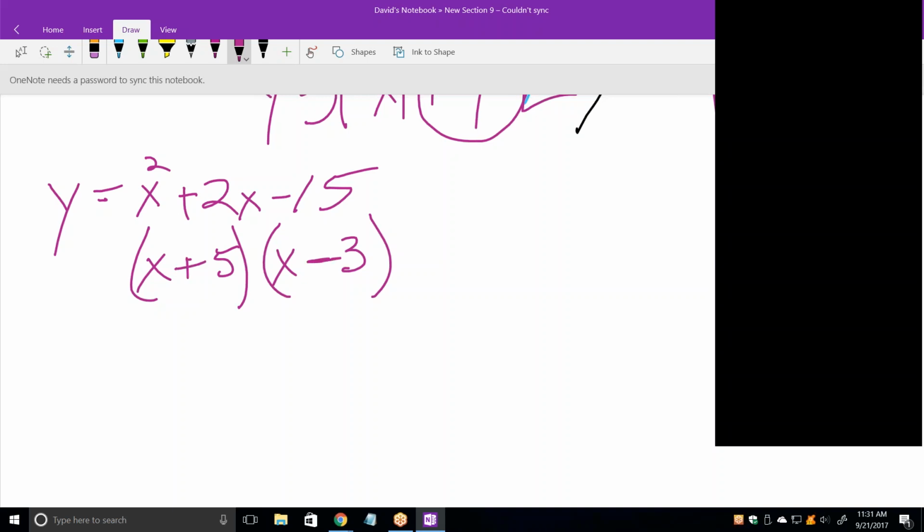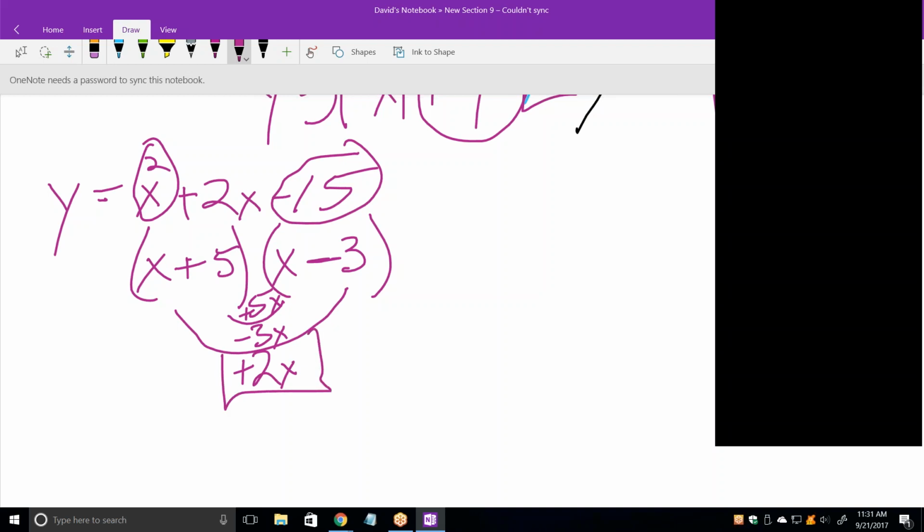And here's the key. When you're factoring something and you want to decide whether you factored it correctly, clearly that term is correct, and clearly that term is correct. It's the middle term that's always in question. You get the middle term from the inside and the outside, in other words, the O and the I of FOIL. Add those two together, you get plus 2x. That's the correct middle term. We factored it correctly. Okay, cool.